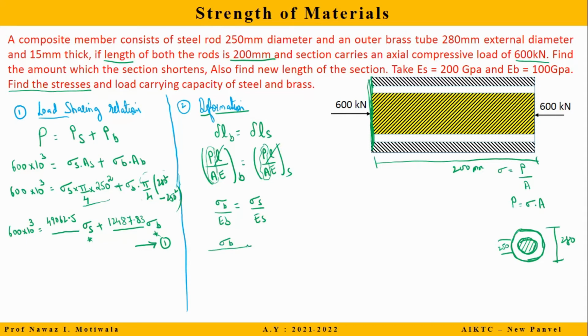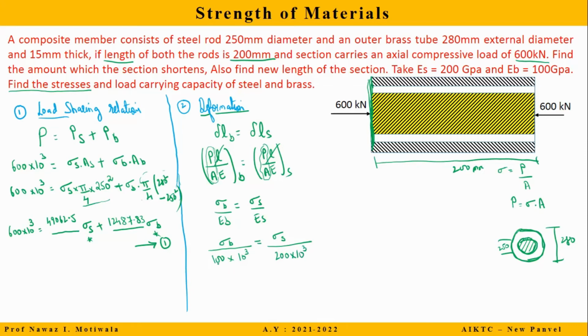Is it given in the question? Yes. If yes, how much? 100 gigapascal. Take the unit seriously. 100 gigapascal. So what should I write here? 100 into 10 raised to 3, because converting gigapascal into Newton per mm square, is equal to sigma S. We don't have it, so I will write sigma S only, divided by E of S. Young's modulus for steel is also given to us as 200 GPa. So what will I get? 200 multiplied by 10 raised to 3.